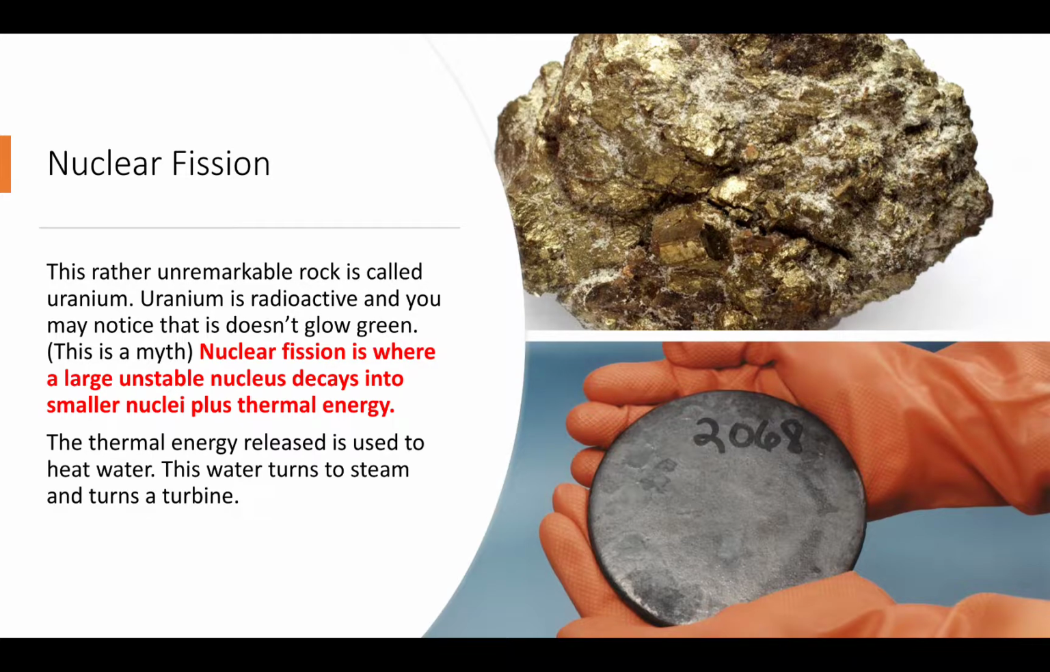The thermal energy released is used to heat water. This water turns to steam and turns a turbine. The turbine is connected to a generator and produces electricity. The really important part of that is the red bit on nuclear fission. So on the top right, you've got some raw, untreated or unprepared uranium. The bottom right is treated uranium that's going to be used for power production.